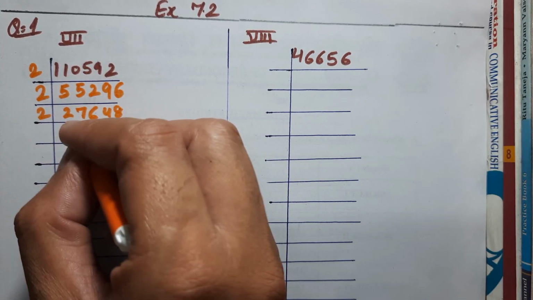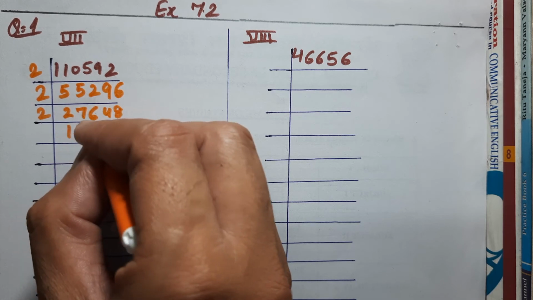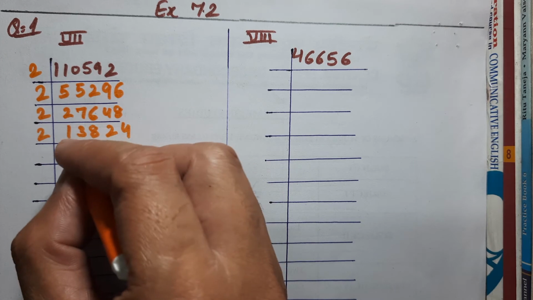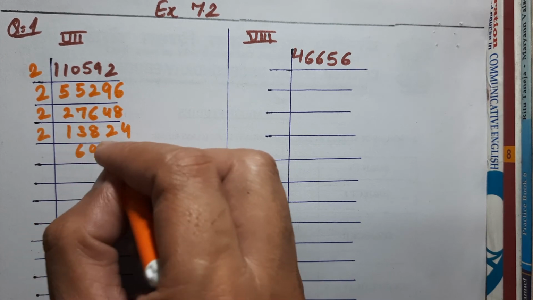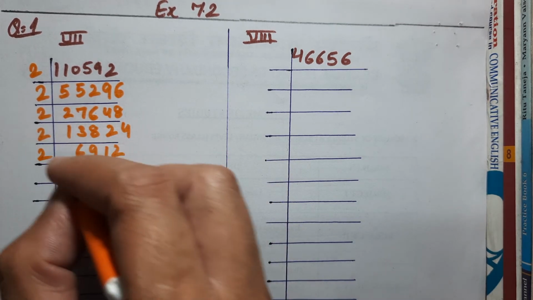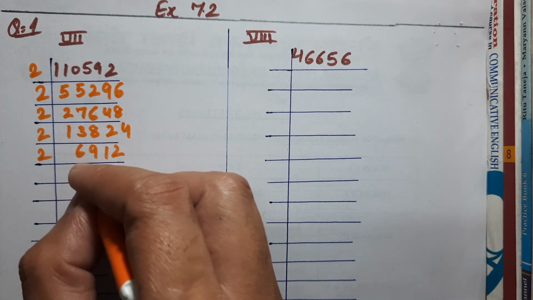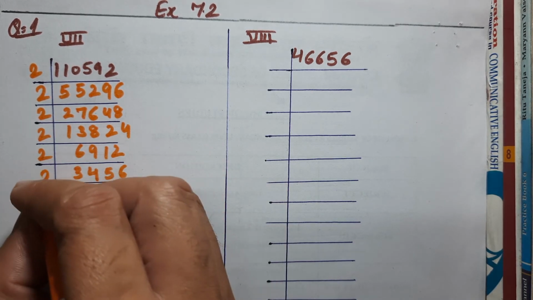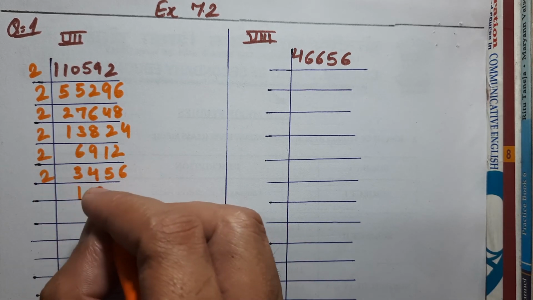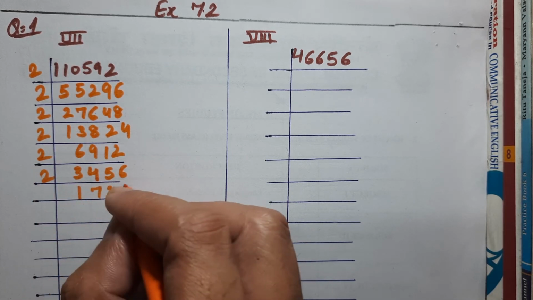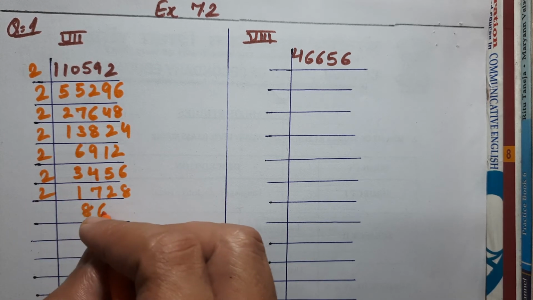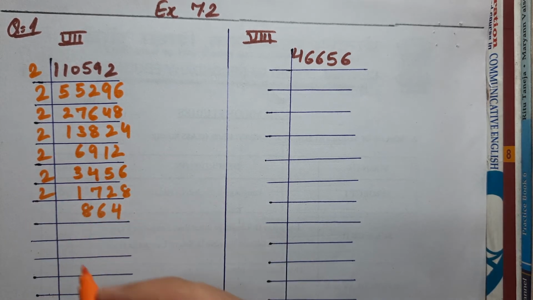Again, 2 ones are 2, 2 threes are 6, 2 fours are 8. Again, I think it's divisible by 2. 2 sixes are 12. Clear, children? Again divisible by 2. 2 threes are 6, 2 fours are 8, 2 fives are 10, 2 sixes are 12. Again divisible by 2. 2 sevens are 14, 2 twos are 4, 2 eights are 16. 2 eights are 16, 2 sixes are 12, 2 fours are 8.